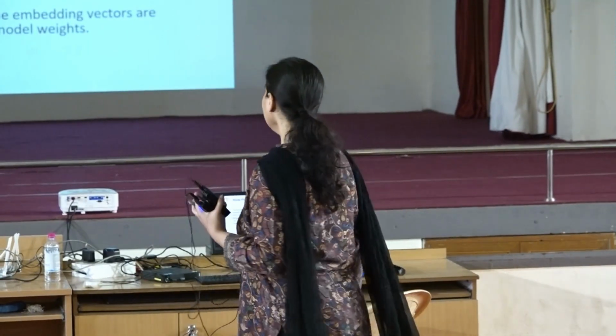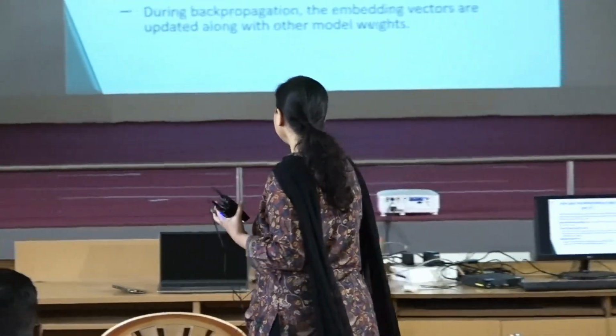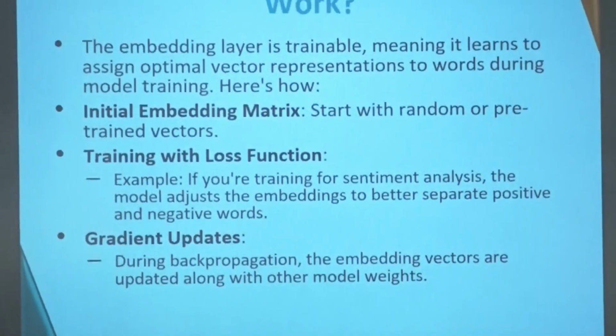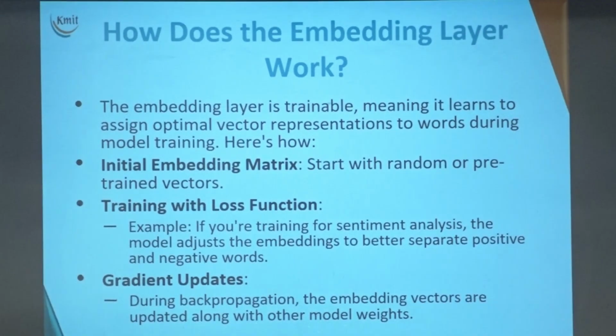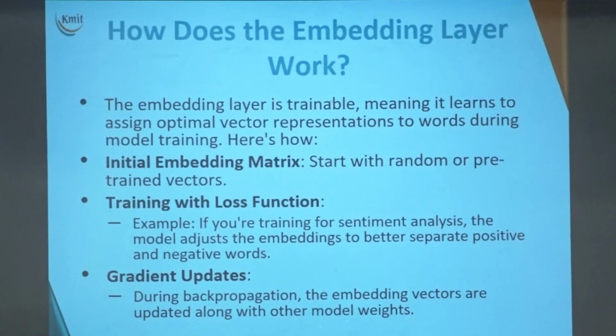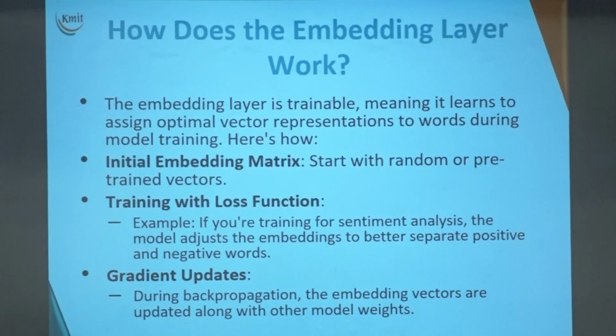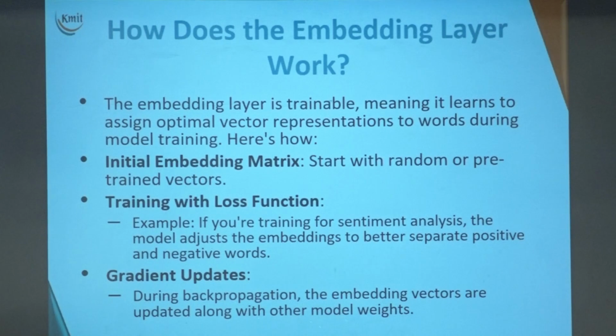So, you'll start with random or pre-trained vectors, which is your initial embedding matrix. Second step, you will be training with the loss function. For example, if you're training for sentiment analysis, the model adjusts the embeddings to better separate positive and negative. Gradient updates, same: during backpropagation, embedding vectors are updated along with other model weights. That's what I just told you. So it's a little bit of an upper hand model than what you have been learning throughout. Clear enough, guys? This is how it is going to achieve.